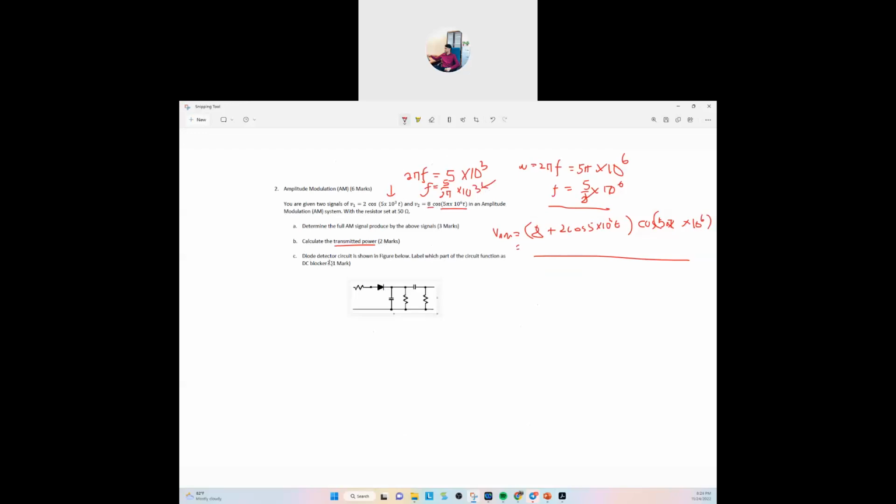So next, the diode detector circuit. Which part of the circuit functions as the DC blocker? This one is actually the rectifier. It will rectify to half wave. If we have two diodes of opposite direction, it is a full wave. So this one definitely is a half wave rectifier. Then this one is a low pass filter, where we filter out the carrier frequency, and this one is the DC blocker. I think this one is in the module.